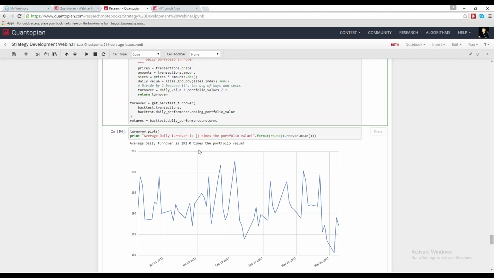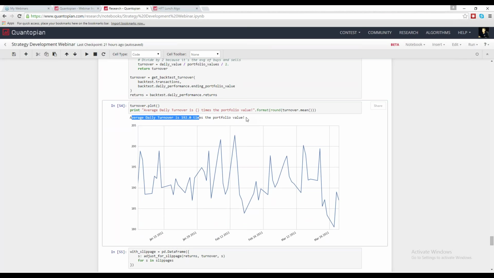And as you can see, the average turnover is 192 times the portfolio value in a day. So this thing's turning over its portfolio 190 times in a single day, which is probably going to be really expensive in practice.